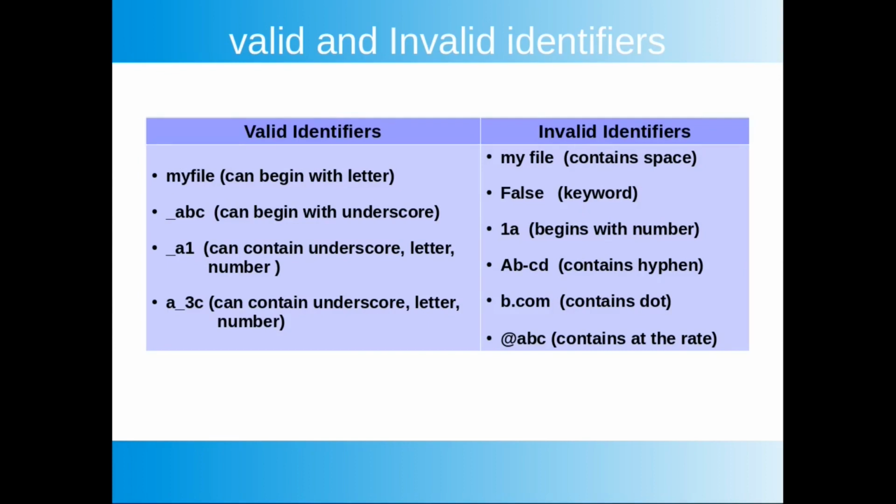Now we will see some list of invalid identifiers. The first one is my 5. It is an invalid identifier because it contains a space. The second one, that is False, is also an invalid identifier. The third one, that is 1a, is also an invalid identifier as it begins with a number. The fourth one, ab-cd, is also an invalid identifier. The fifth, b.com, and the last one are also invalid identifiers, as the last contains the @ symbol.